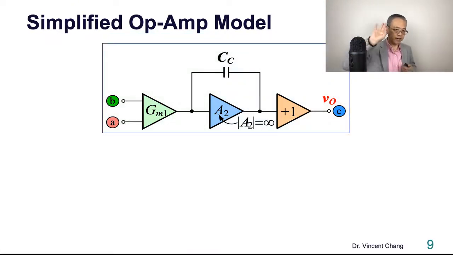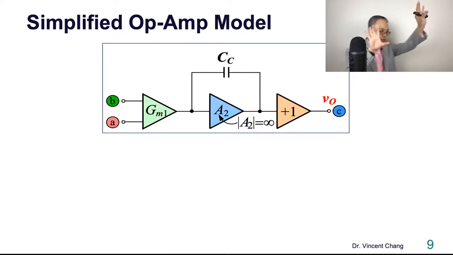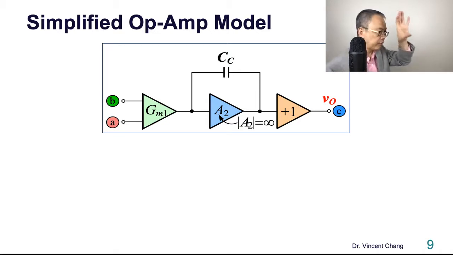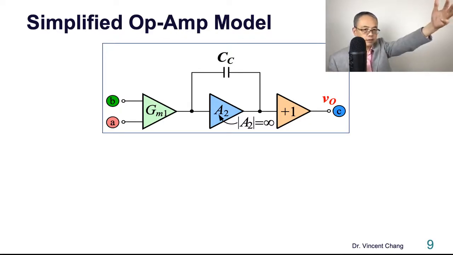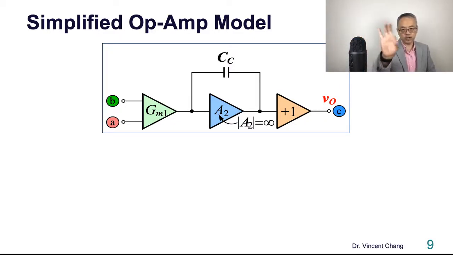The first stage, the GM, represents the input differential transconductance amplifier. Current divided by voltage is a conductance, and here it's the output current of the first stage divided by the input voltage of the first stage. So it's a transfer, a transconductance, denoted by GM1, the transconductance of the first stage.